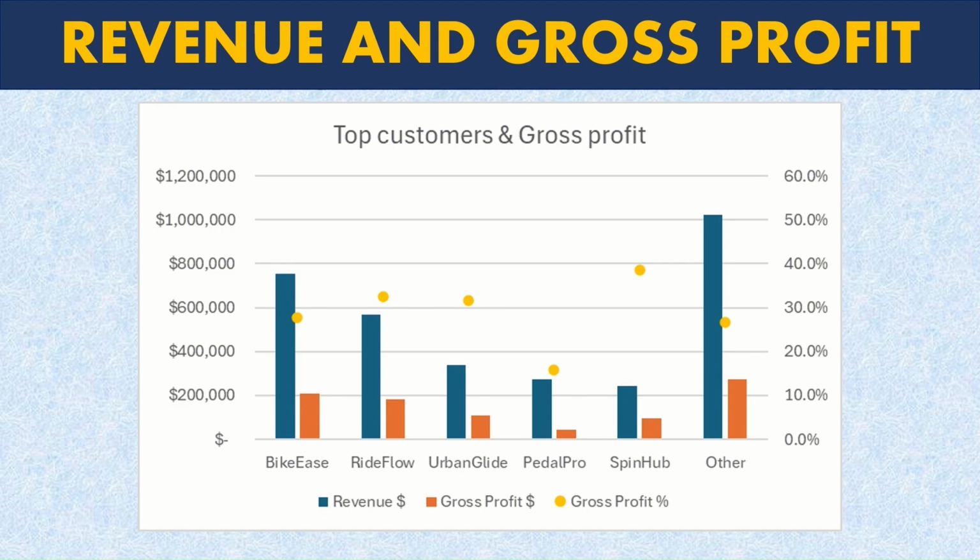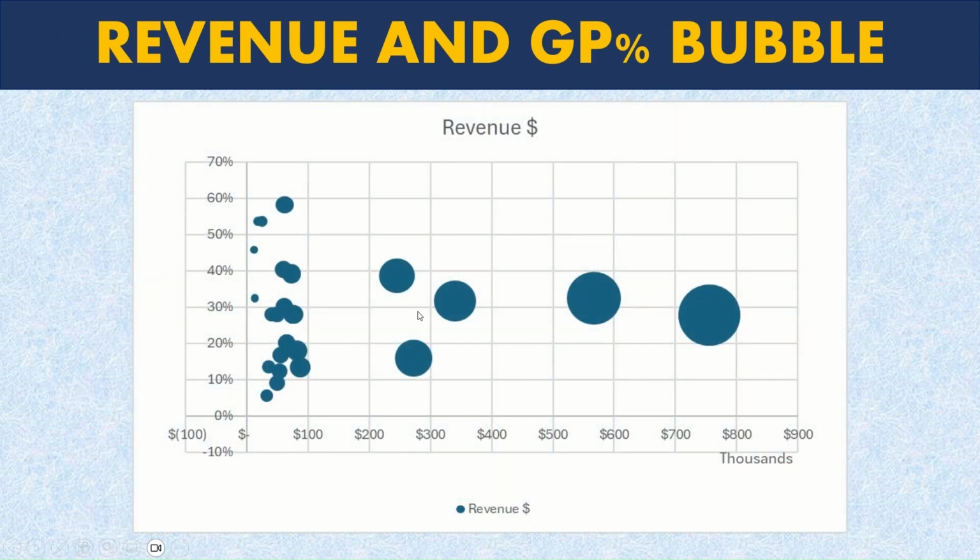But if you want to take a deeper look at the other customers as well, you can create a bubble chart. In this chart, you can clearly see where most of your customers lie as far as revenue per customer is concerned, and also their respective gross profit margins. You'll also see a few outliers here which have very high margin, but still low in dollar revenue terms.